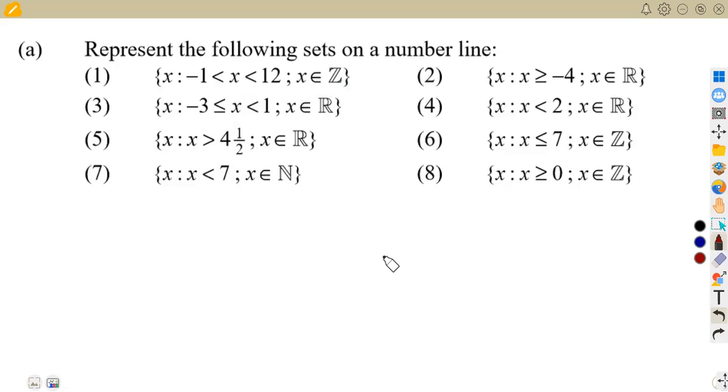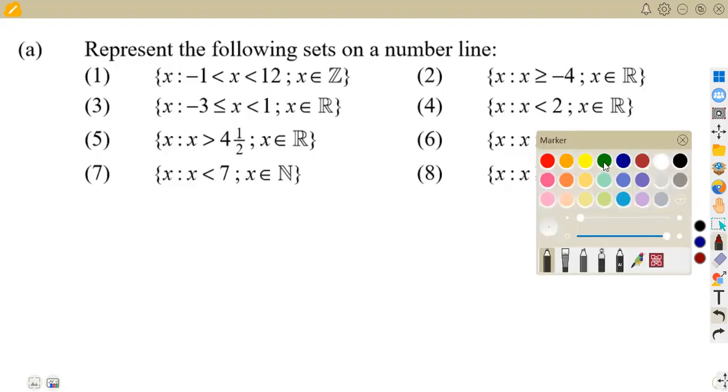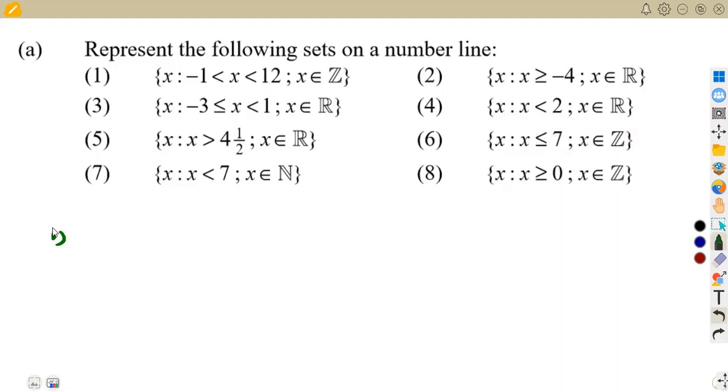All right, as if that's not enough, because we have a simplification that is going to happen. What is the presentation? Represent the following set on a number line. Let us start with the first question. I'm going to explain this and talk about how we present this one.